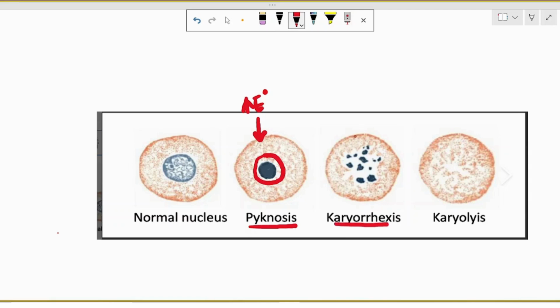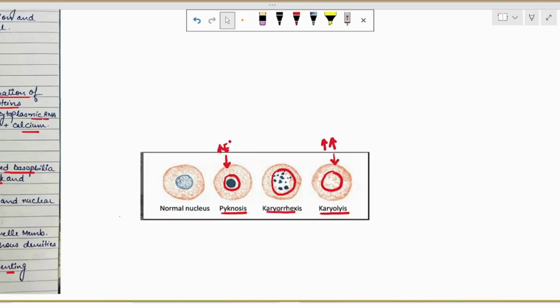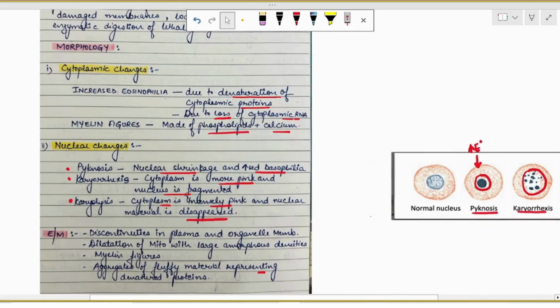In karyorrhexis there will be increased basophilia, increased eosinophilia of the cytoplasm. That is, the cytoplasm will appear more pink to us, and there will be fragmentation of the nucleus. And how will karyolysis appear to us? In karyolysis, the cytoplasm will become intensely pink. That is, it will appear more pink than the pycnotic changes and the karyorrhexis changes. The karyolytic changes would be intensely pink, and no fragmented material of the nucleus will even be visible to us. I hope these three terms are clear to you now.